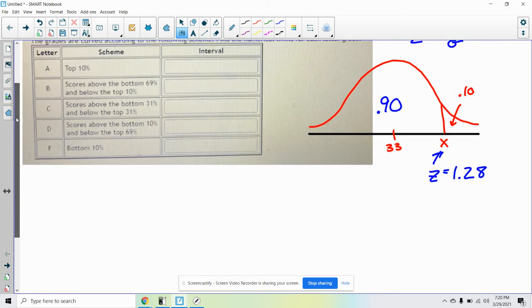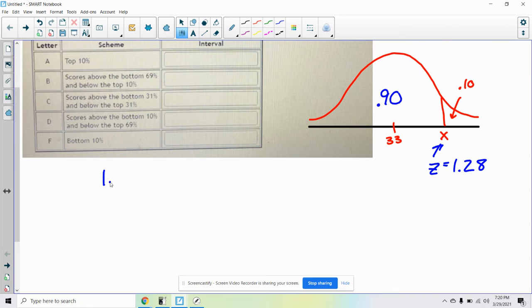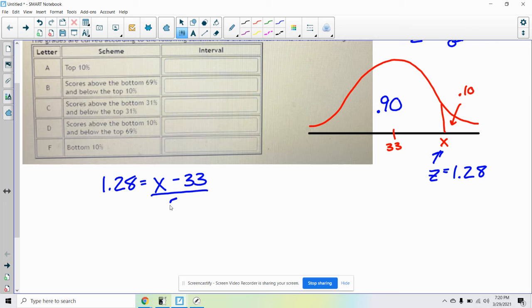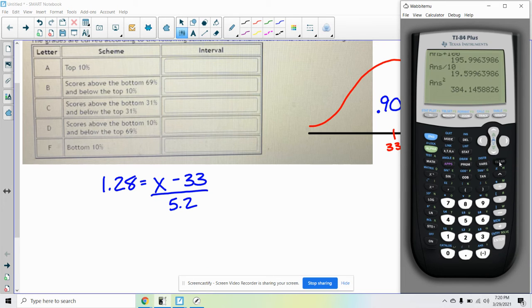So now I'm just going to go backwards. Using the formula from above, I have 1.28 equals x minus 33, divided by 5.2. So now I'm just going to solve this for x. Multiply both sides by 5.2. So I have 1.28 times 5.2. I get that. And then I'm going to solve for x. I'm going to add 33 to both sides. So it looks like the x value I get is 39.656.